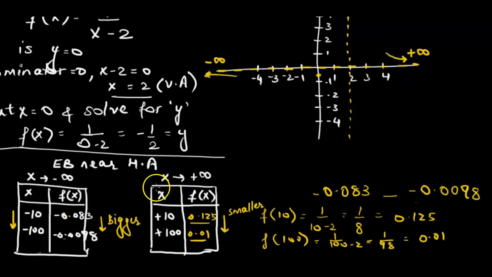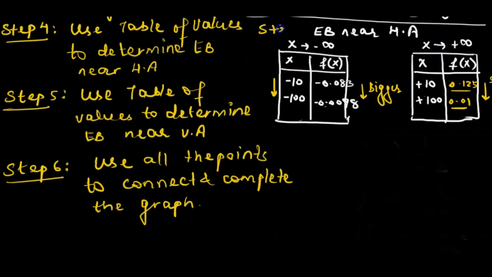So these tables of values just help us find the end behavior arrows. So this was step number 4. Now we'll proceed to step number 5, and that is use table of values to determine end behavior near vertical asymptote. So the heading for this is end behavior near vertical asymptote.